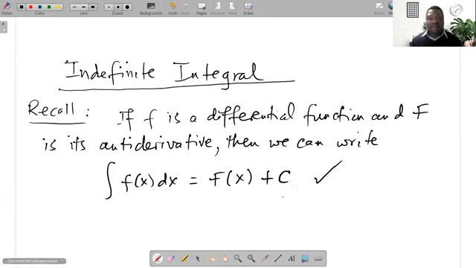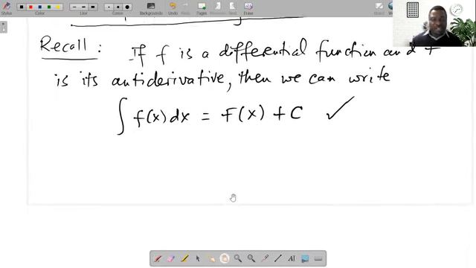This is an arbitrary constant. We don't know yet what this c value is. We will talk about what we call the initial value problems, and that will help us to determine what the c is. But until then, we just have to attach plus c. You can do plus k, whatever you want to do. But this is the idea about what we call the indefinite integral.